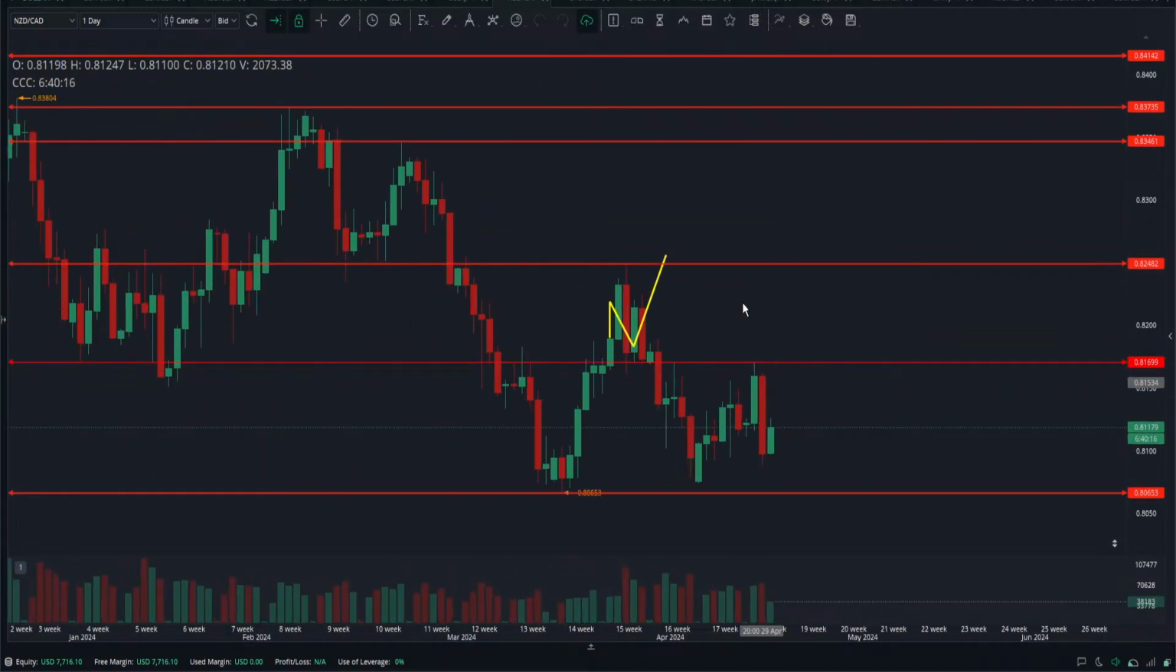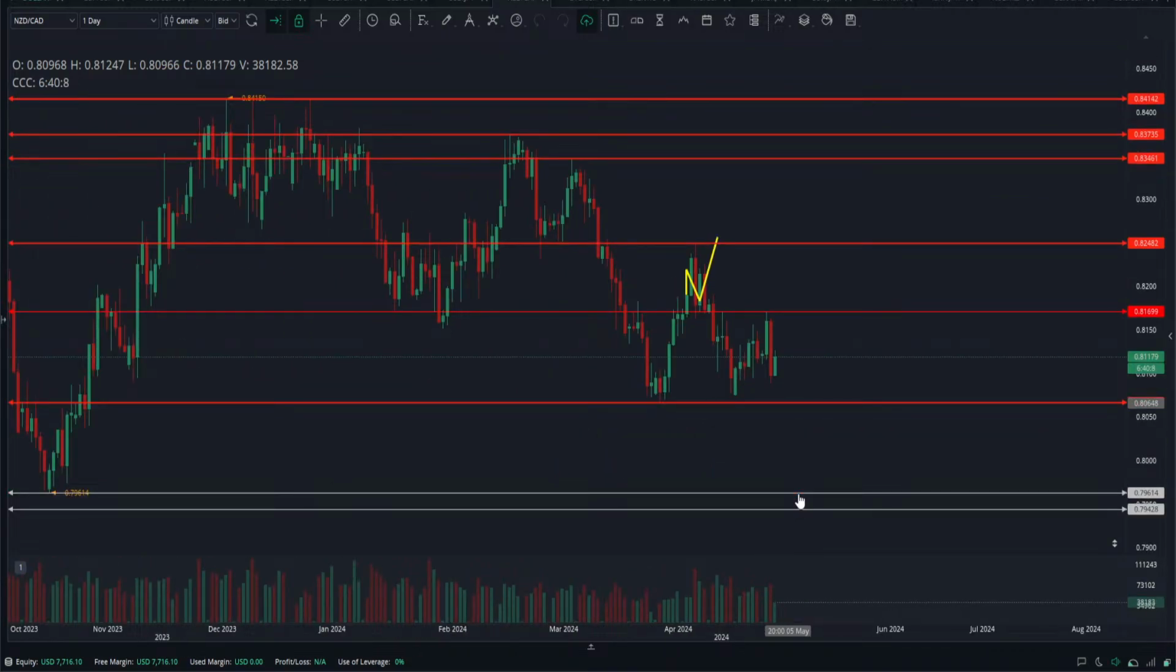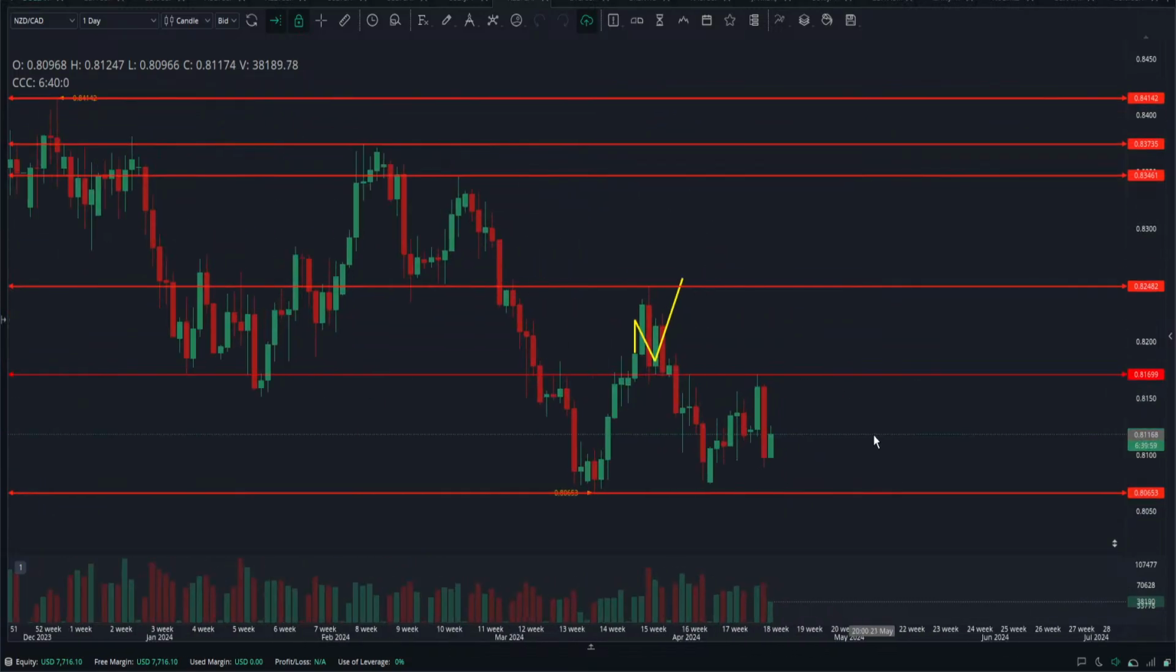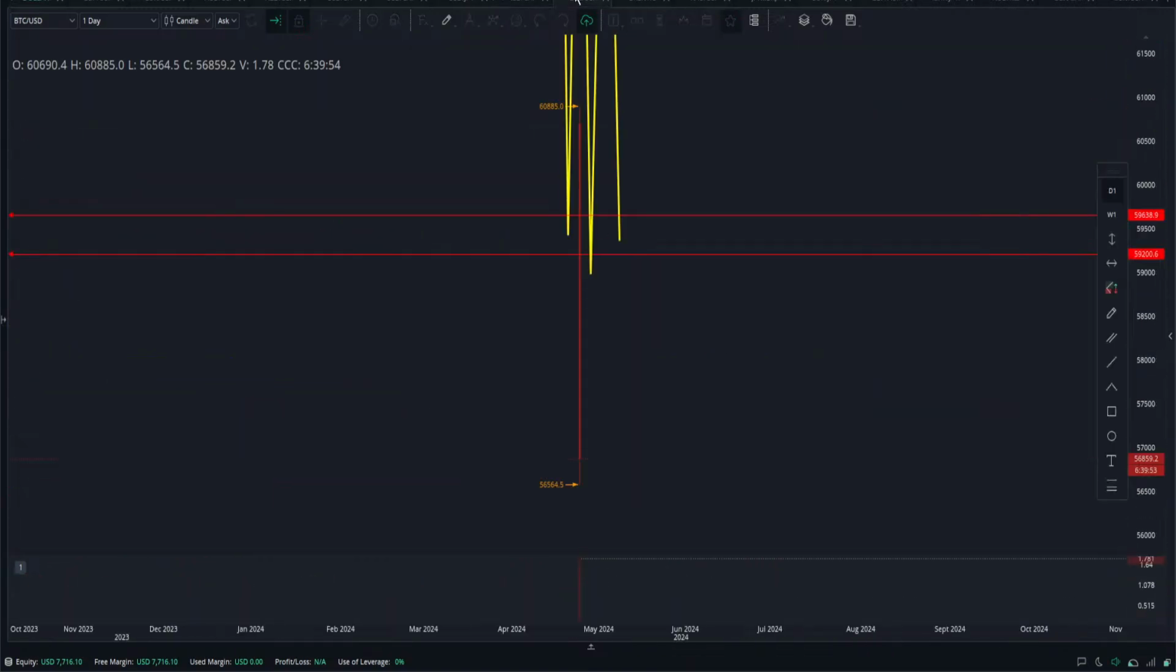New Zealand CAD, very good price action yesterday. This is what we expected. Now the next target is 0.8065. Below that also we have targeted 0.7961. So let's see how things unfold. But right now 0.8065 is exposed in this market, New Zealand CAD. On the higher side, we can expect the price to go towards 0.8169, which is a crucial level of resistance.